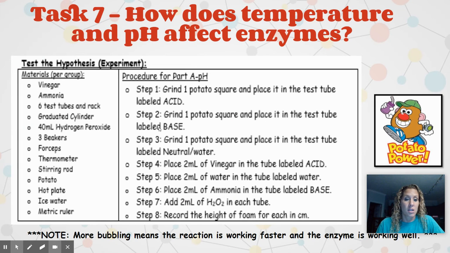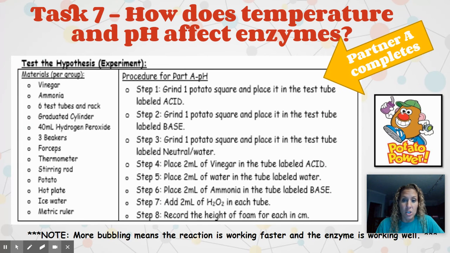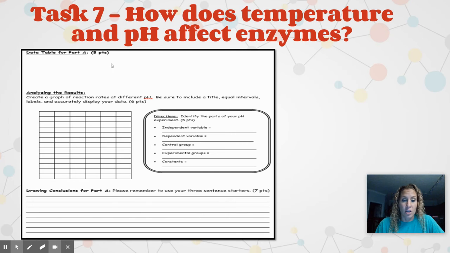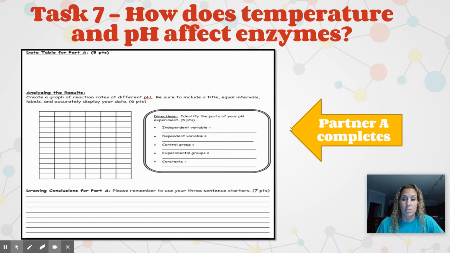So then you would go through the actual procedure, and then you're going to do your data table, graph, and identify your independent and dependent variables. In this case, our independent variable would be the pH, and the dependent would be the height of the foam. Then you guys can figure out the other 2 parts.